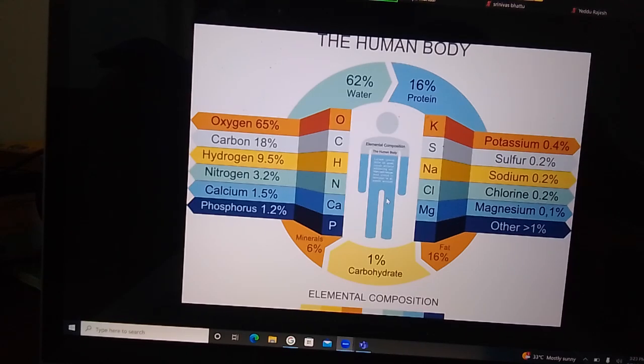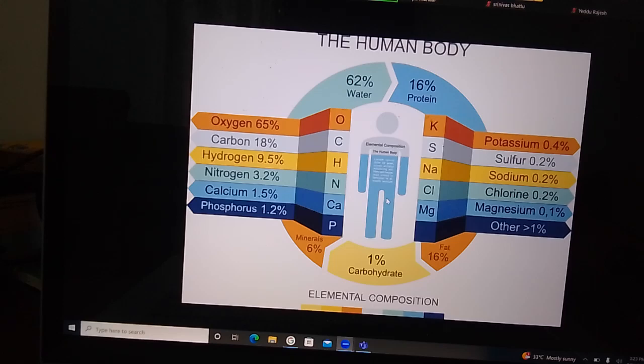Carbon dioxide, oxygen, nitrogen, and hydrogen, and calcium, and some other minor minerals are there: potassium, sulfur, sodium, chloride, and all that. So we are all made of this. We are made of protons, neutrons, electrons. So what are these protons, neutrons, electrons made of?